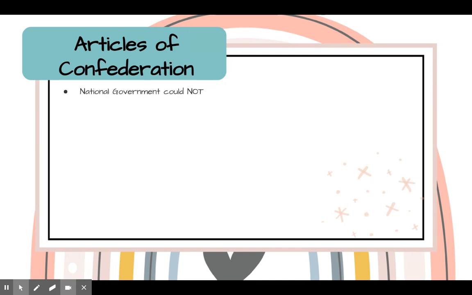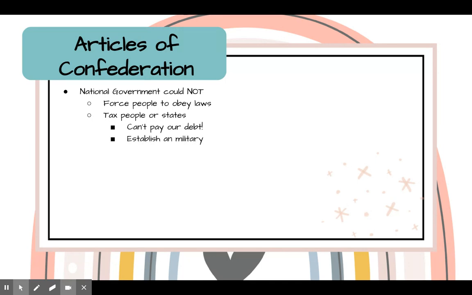So why it didn't work was because the national government could not do a lot of things. They couldn't force people to obey laws. They couldn't tax people or states, so they weren't making money. We can't pay our debt that we're getting from the war. Couldn't establish a military. Couldn't regulate trade.